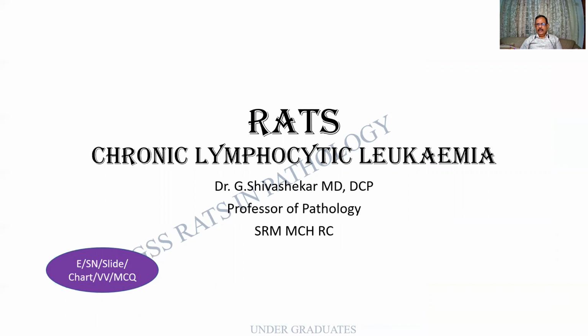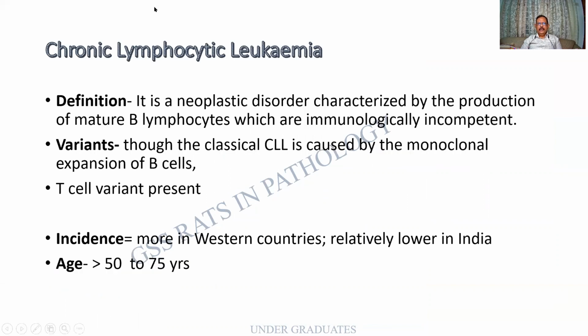Chronic lymphocytic leukemia. This also is given over here. It is important. It can be given as a chart or as a slide. Definitely a university question or short note. Sometimes it is an essay. So definition, it is a neoplastic disorder with the production of mature B lymphocytes. Lymphoblastic is immature. Here it is mature. But then they are immunologically incompetent.